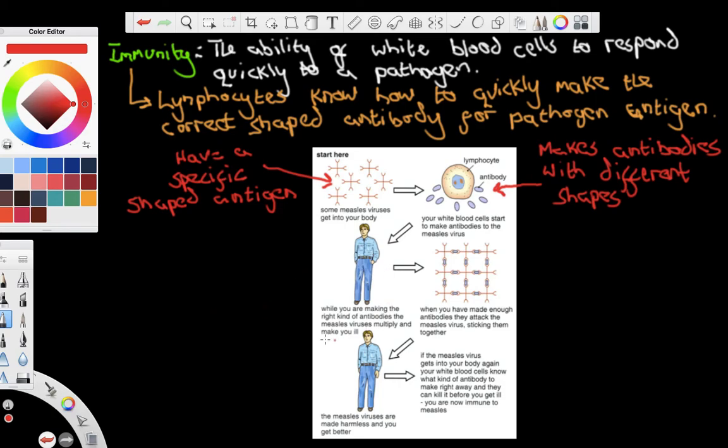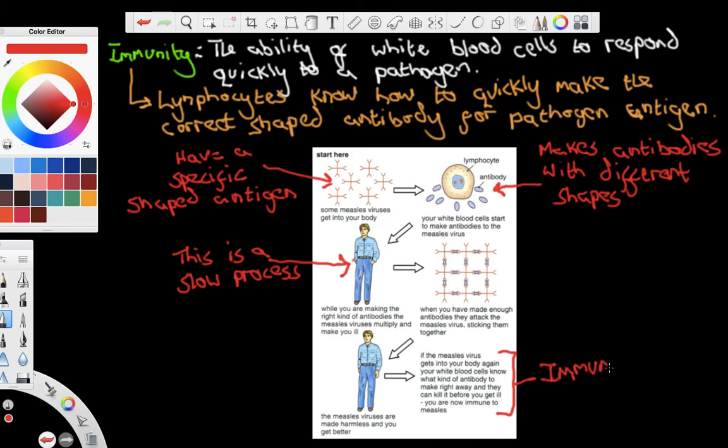Now remember, this is a slow process, so while you're trying to find it, you become ill. While your white blood cells are trying to find an antibody that fits, you feel ill in the process. So we can put that this is a slow process. Okay? Once you've made antibodies that fit, they start to attack the pathogen, sticking them together so phagocytes can engulf them, and also so that it kills them, and therefore you get better. At this point, you remember how to make the antibodies, so you are immune.